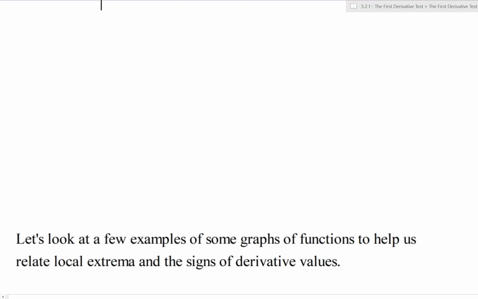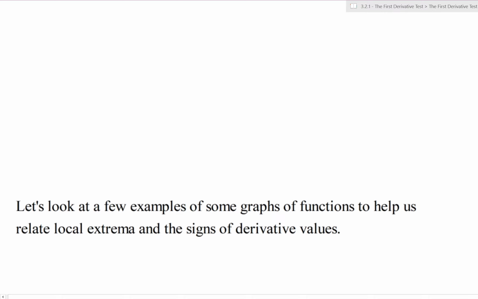How so? Well, now that we've gotten that out of the way: positive derivatives, the function's increasing. Negative derivatives, the function is decreasing. Then we're going to look at a few graphs involving local extrema so that we can get an idea of how this first derivative test is going to work.